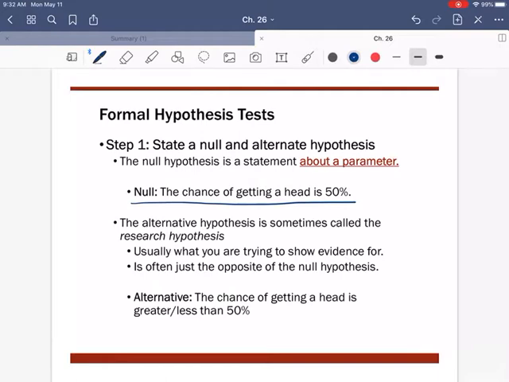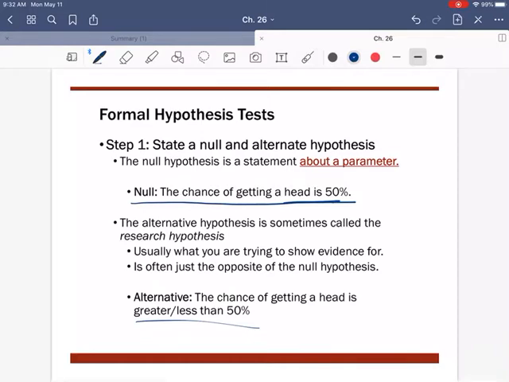So the null is always that there's nothing wrong, that it is what we expect it to be, versus the alternative is that there is something wrong. So for our coin that has a chunk taken out of it, the null is the coin is fair, or we're going to get 50% heads. Versus the alternative is the coin is not fair. We're going to get more or less than 50% heads.